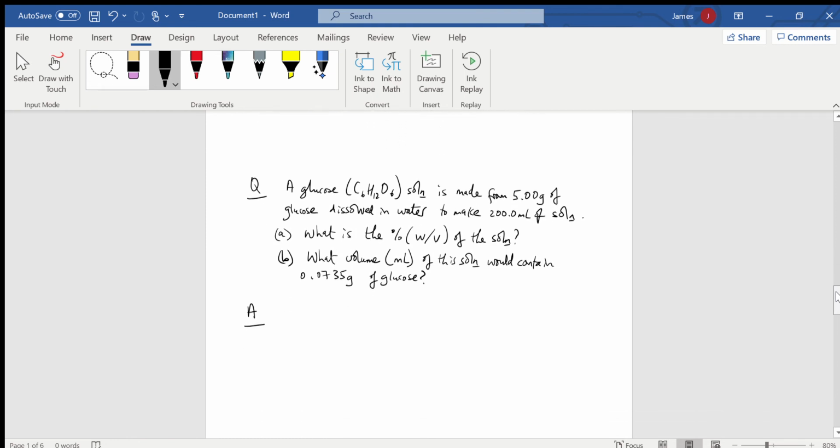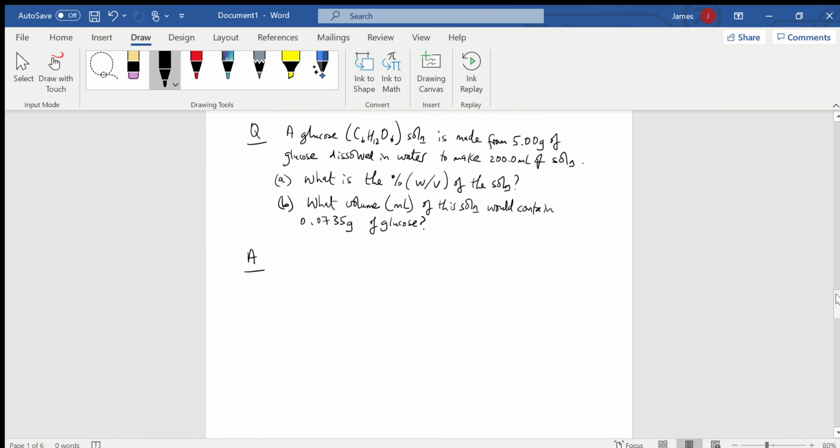Okay, so here's a sample question, so let's have a go at this one. The question reads, a glucose solution is made from 5 grams of glucose dissolved in water to make 200 ml of a solution. A, what is the percent weight volume of the solution? B, what volume in milliliter of the solution would contain 0.0735 grams of glucose?